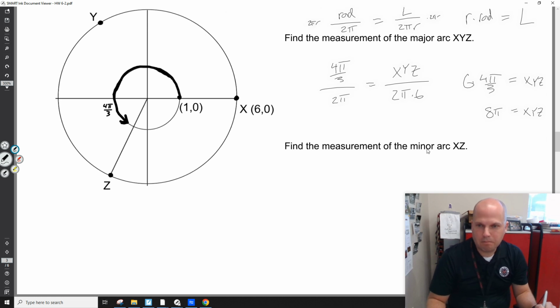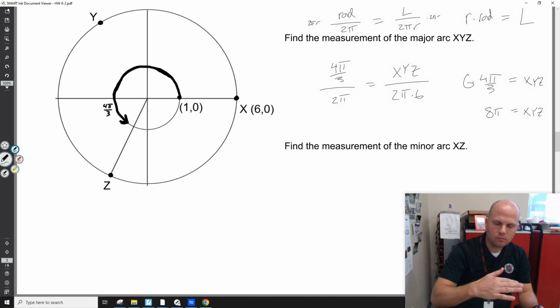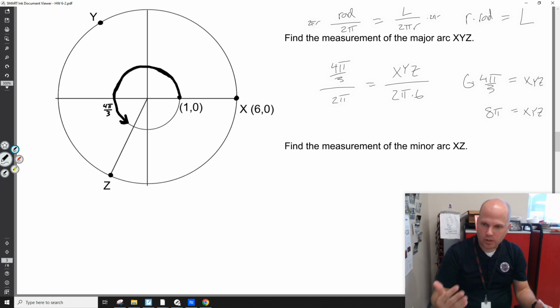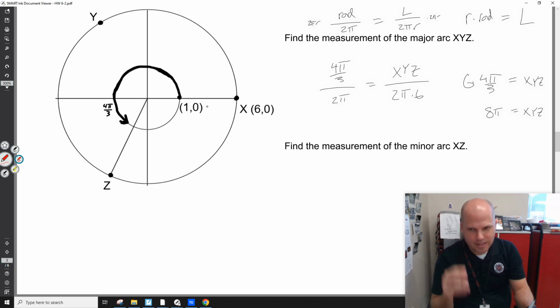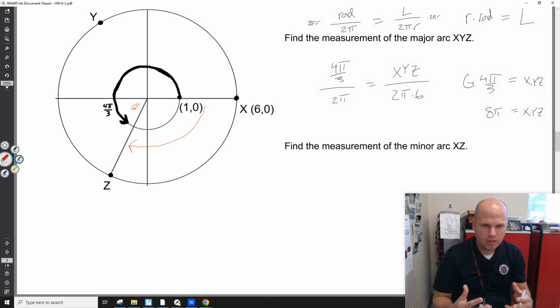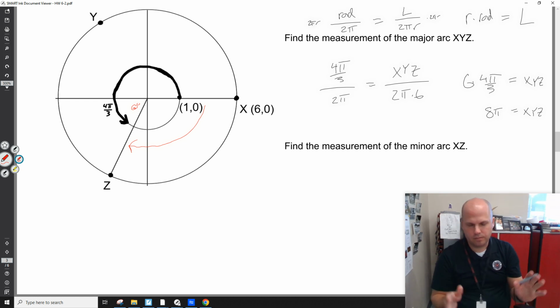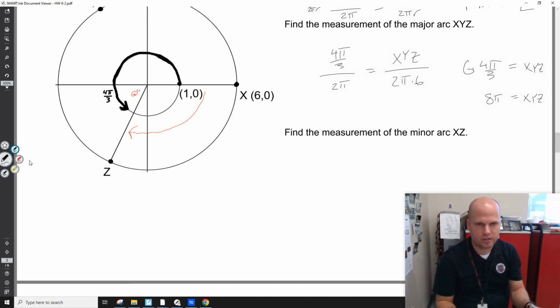Find the measurement of the minor arc XZ. Okay, if this is 4 pi over 3 radians, we are covering a large portion of the circle. We're covering 180 plus 60. If you were to consider in standard position this measurement here, this creates a 60-degree reference angle. Imagine we're going around this way, and we're talking about a positive measurement. Well, there's two ways we can do this. I'll show you two different ways. And I'm sure you guys are thinking of two different ways. Use your brains to get this answer.